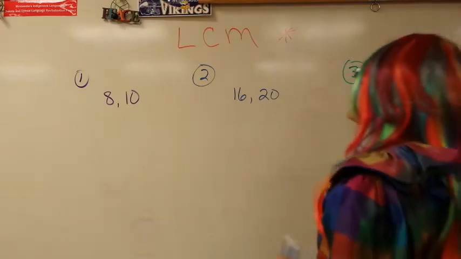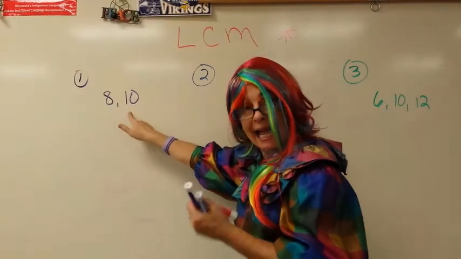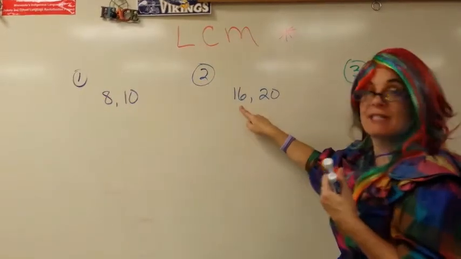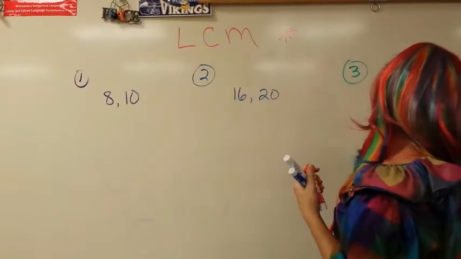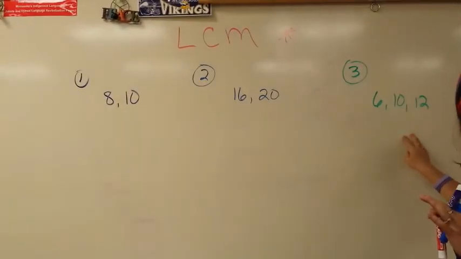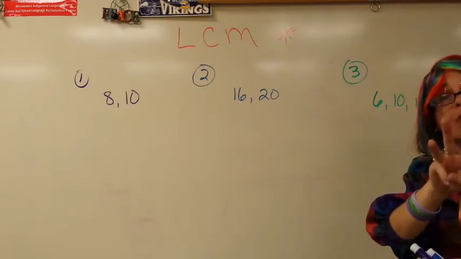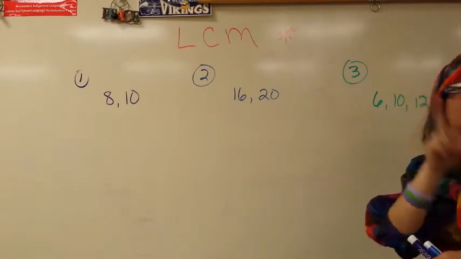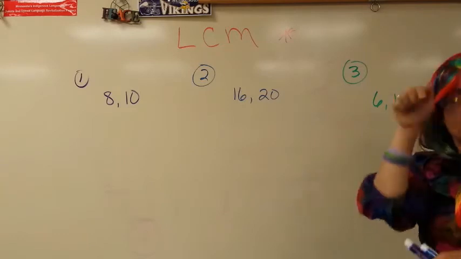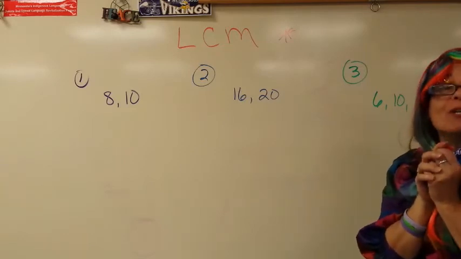Okay, here are your 3 problems. Find the least common multiple of 8 and 10. The least common multiple of 16 and 20, and the least common multiple of 6, 10, and 12. And remember, when you have 3, it has to go into at least 2 of them. It can go into all 3, but if it goes in at least 2 of them, that's good too. And just bring down the number that it doesn't go into. Good luck, and check your work when you're done.